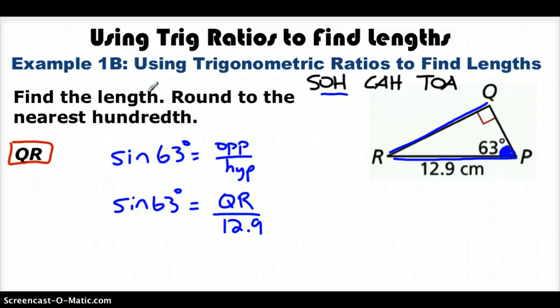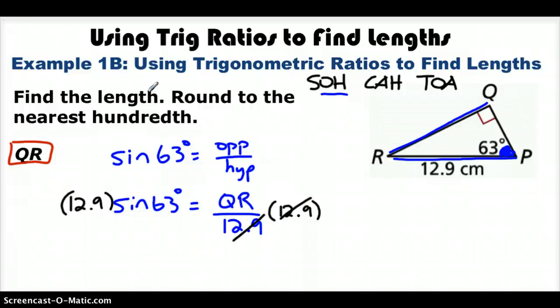Now this one's a little bit easier. I can just multiply both sides here by 12.9, and I will get my final answer. When I'm using this sort of cheaper calculator, what I like to do is find the sine of 63 degrees first. So I'm going to type in 63, then press sine, and it gives me about 0.89. I'm not going to round yet. I'm just going to multiply by 12.9, and I get my answer of 11.49.